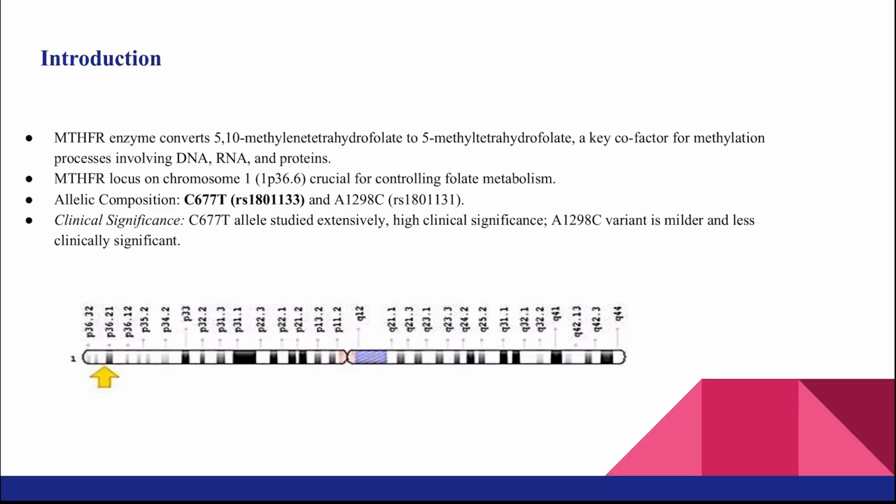There are about 20 genetic mutations identified in this enzyme, but only two of them are very extensively studied in the literature. One of them is C677T, and the other one is A1298C. The latter one is much milder and is not of much clinical significance. Although both of them are studied, we extensively study C677T, and it also has a higher clinical significance in the metabolism of homocysteine as well as folate.